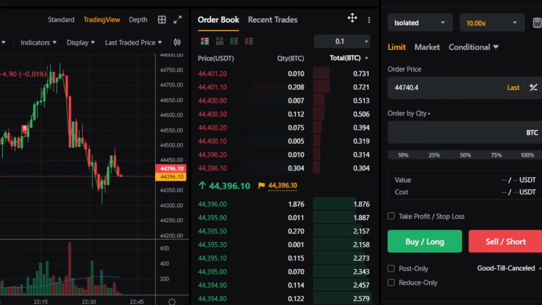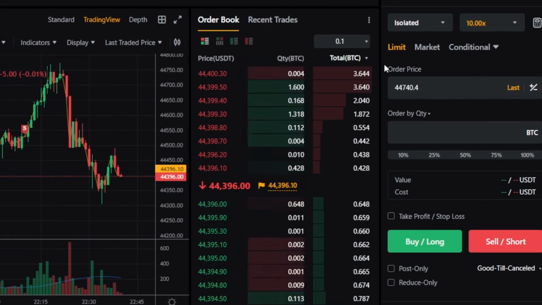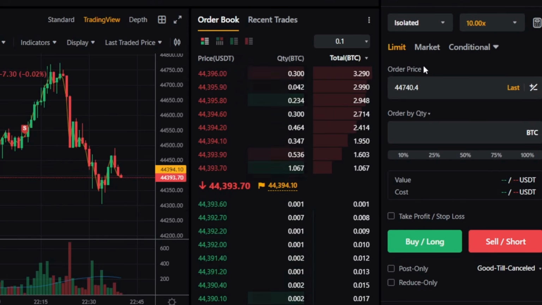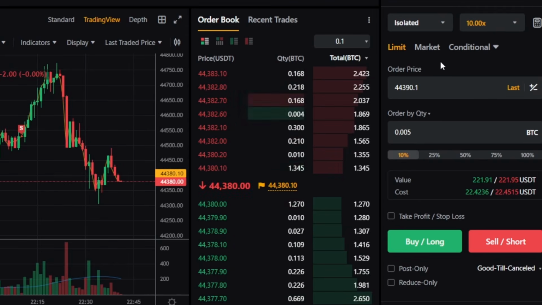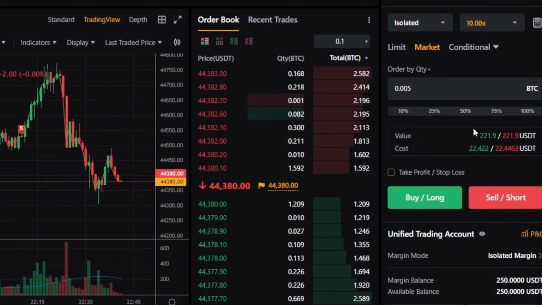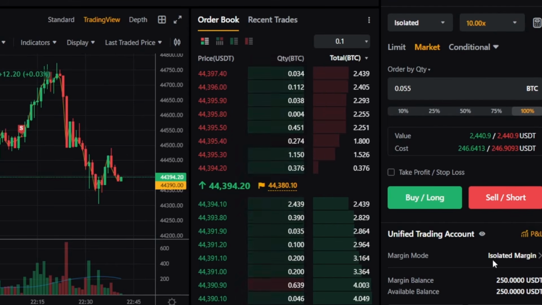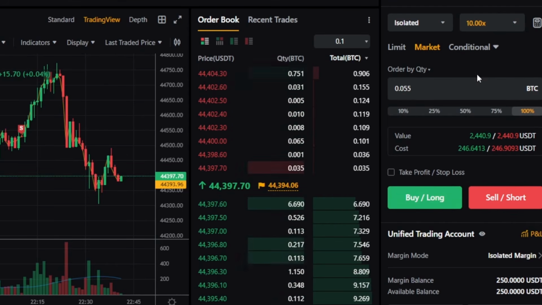This part is your dashboard. Order price is the price at which you want to buy or sell the coin. You can use the current price, just click Last. Or you can buy or sell it at the current market price. To do this, just go to the Market tab. Order by quantity is how much money you want to put in the new order. I can put only $250 because that's all I have.